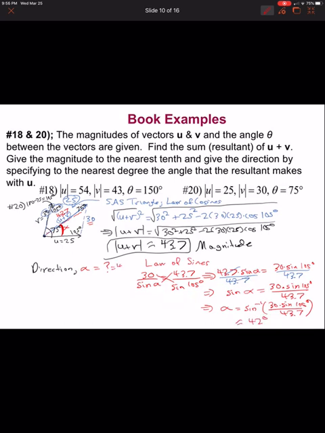So there's alpha. So we've got our angle now, our direction. So we're 42 degrees off vector u. So again, there's our direction for our vector. So those are the two things we need, right? We need magnitude and we need direction. That defines our resultant vector there, vector u plus v.